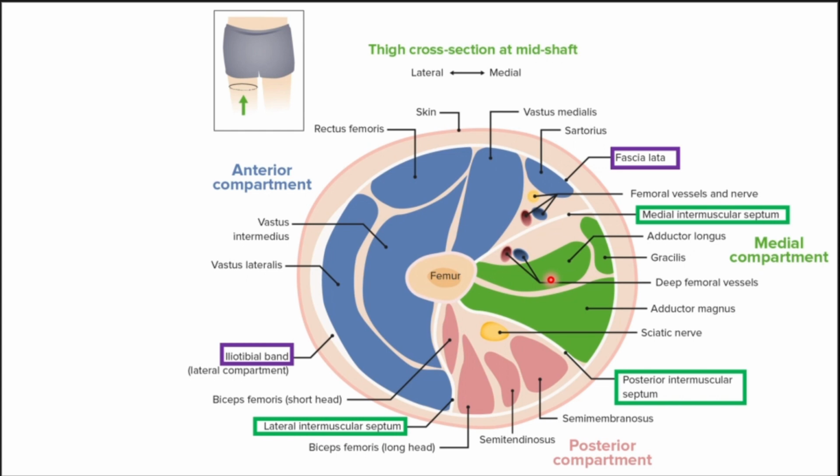The muscles of the thigh that allow for such movements are divided into fascial compartments, those being an anterior, a posterior, and a medial compartment, which are separated by 3 intermuscular septa. The lateral, posterior, and medial intermuscular septa, which are visualized here.